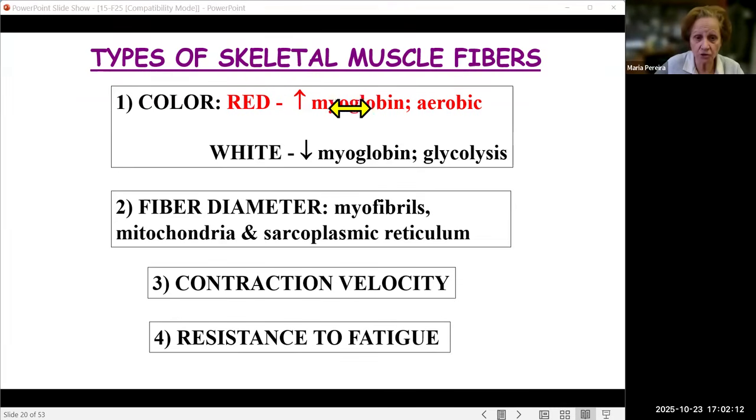So these muscle fibers that are rich in myoglobin, they don't tire, they don't fatigue as much. Now, the breasts of the chicken, they're white. They have much less myoglobin. It doesn't mean that they don't have any myoglobin. They have myoglobin, but at much lower concentrations. And the major mechanism to produce ATP is through glycolysis. So they fatigue very quickly.